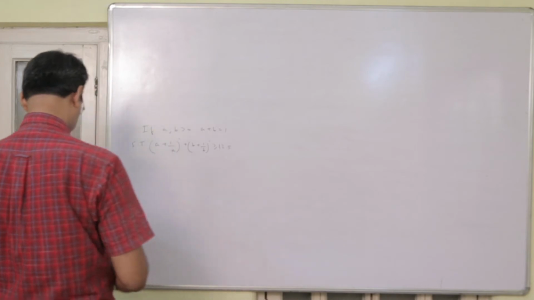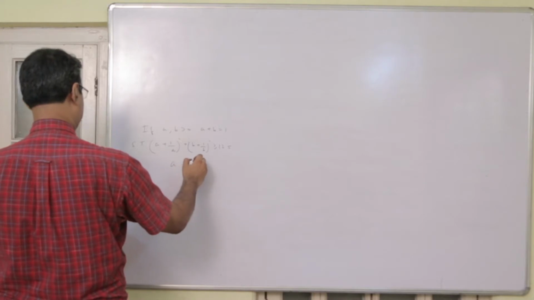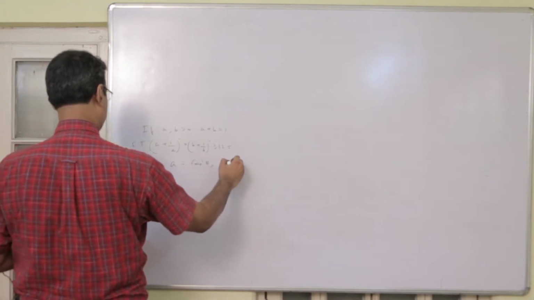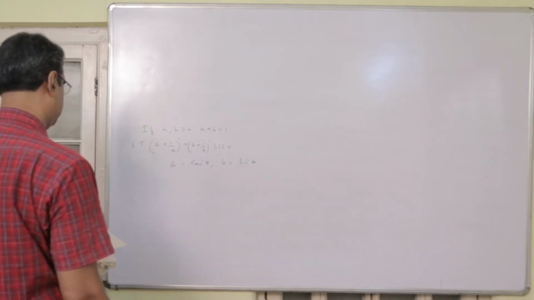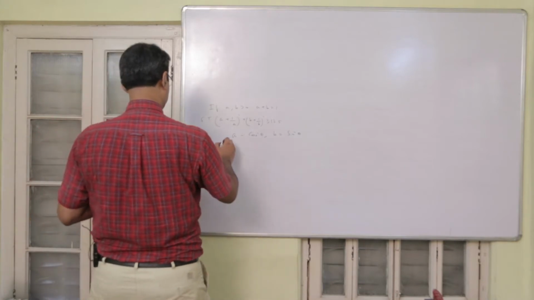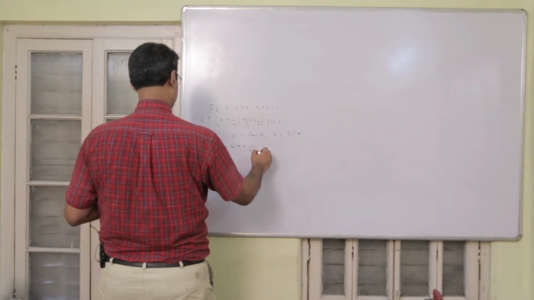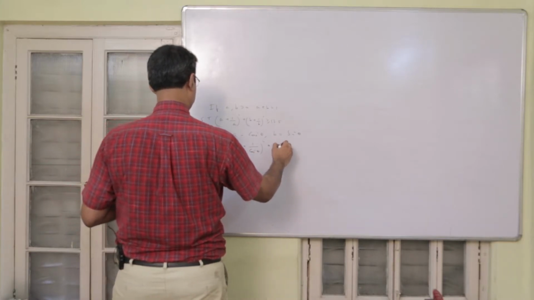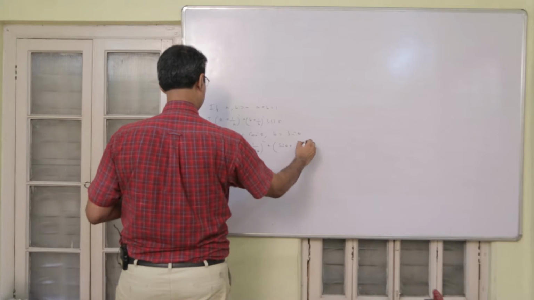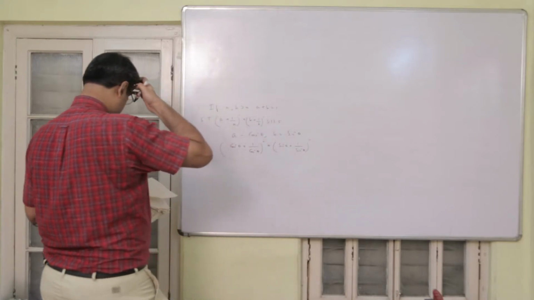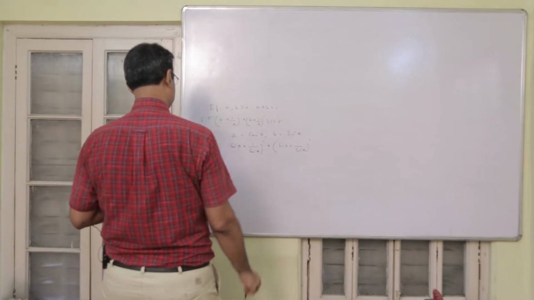This is the question. Since a plus b is 1 and a and b are positive real, we can make a substitution. We can take a equal to cos square theta and b is equal to sin square theta. So this will give us cos square theta plus 1 by cos square theta whole square plus sin square theta plus 1 by sin square theta whole square. On the left hand side, this is what you will get.